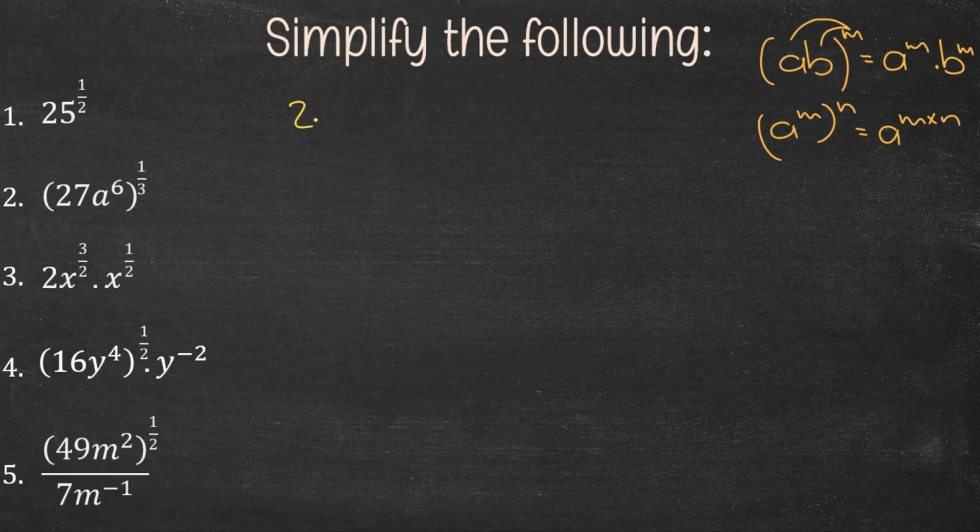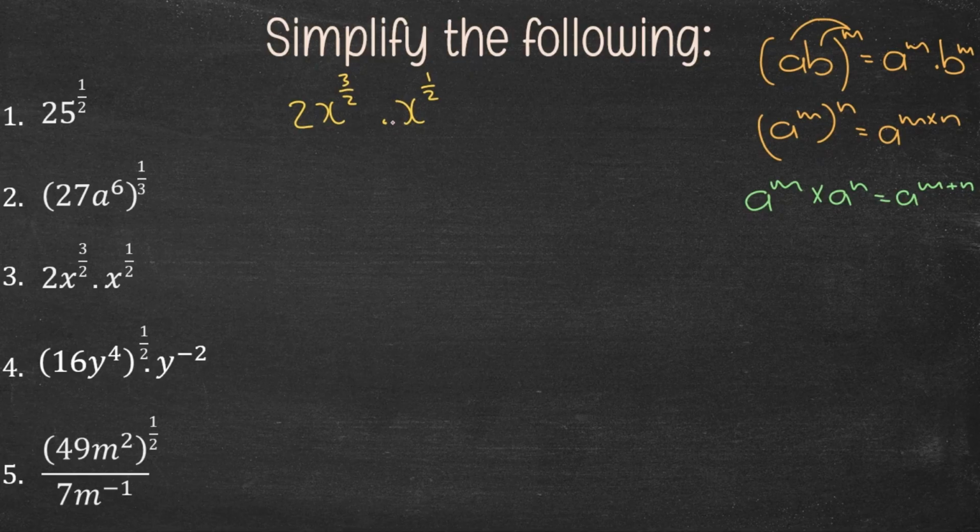Now let's simplify 2x to the power of 3 over 2 multiplied by x to the power of 1 over 2. Now let's have a look at another important exponent law. And that law says when I multiply and my bases are the same, then I must keep my base and add my exponents. So let's apply this law to this example.